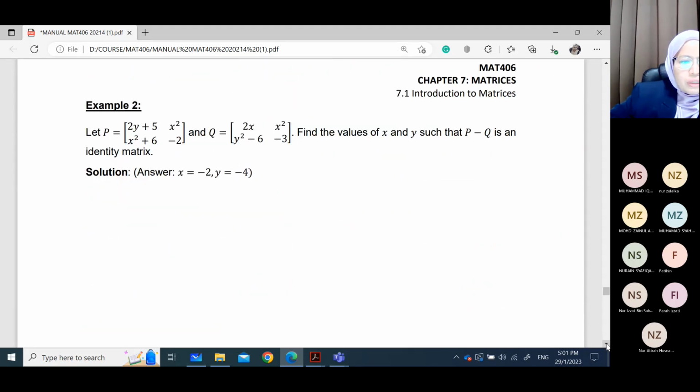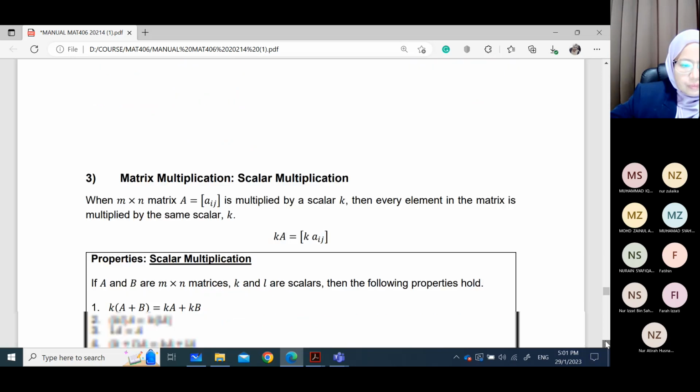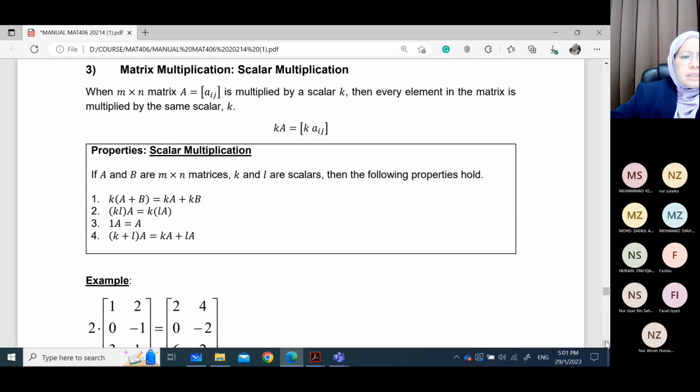Okay, so ini boleh cuba untuk example tu. Ada jawapannya dekat bawah ni. So boleh try. Okay, so untuk multiplication. So multiplication, we have scalar multiplication. So when an M by N matrix A, which is A sub I J, is multiplied by a scalar K. So K can be any number. Then every element in the matrix is multiplied by the same scalar, which is K.